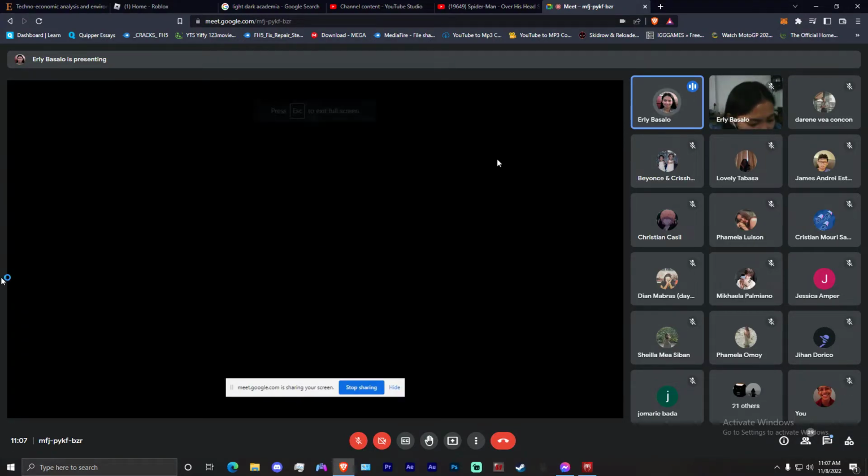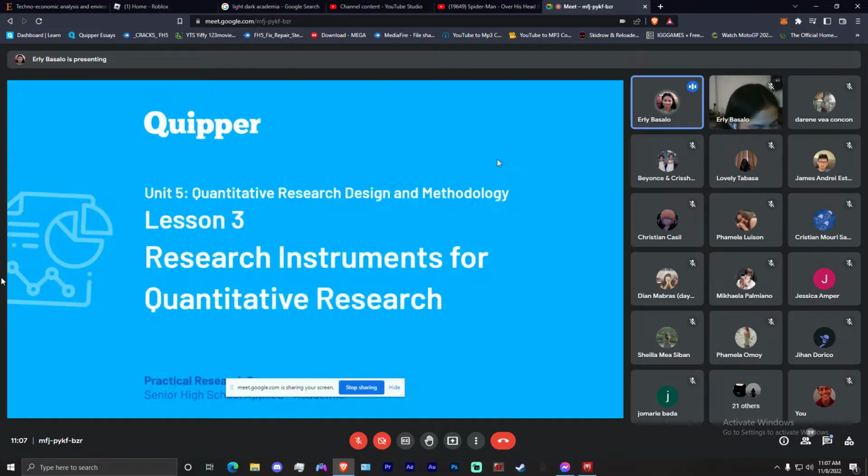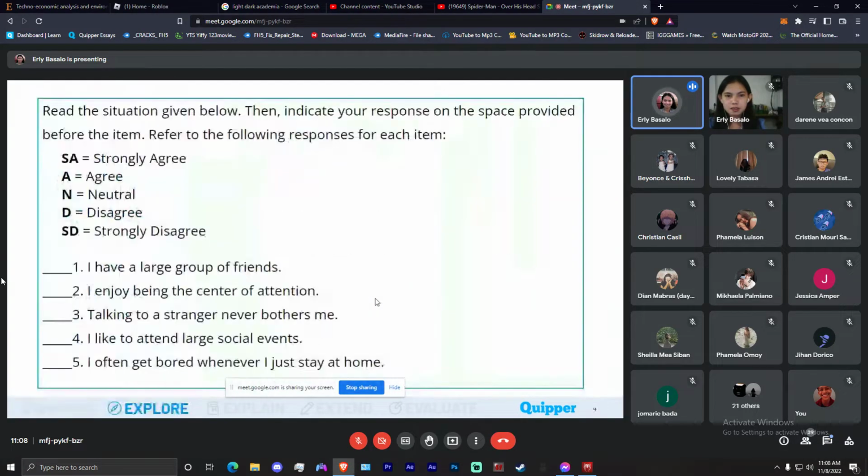Since we still have a few minutes, 13 minutes left, let's have a quick discussion of research instruments for quantitative research, so that you can have an idea of how you can compose your research instruments.